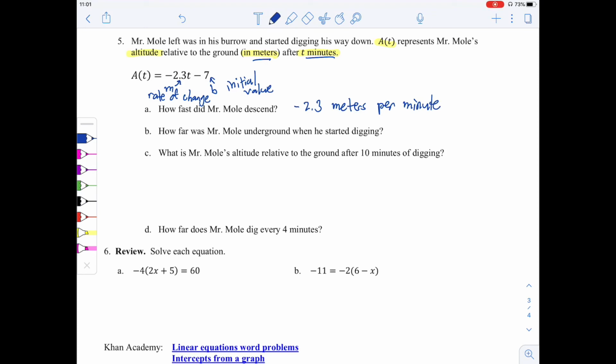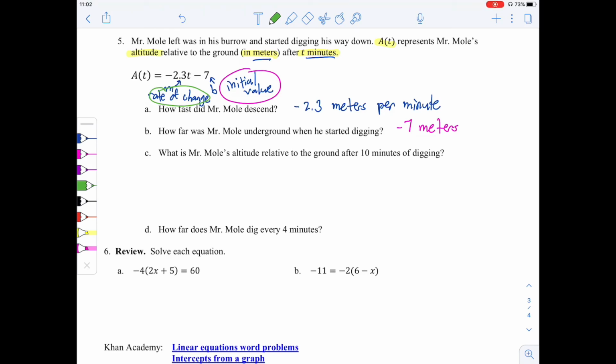And then how far was Mr. Mole digging underground when he started digging? That is your initial value. So the initial value right there was negative 7. So negative 7, and we're working in meters, so meters. So he was 7 meters down, negative 7 meters relative to the ground. His initial value.